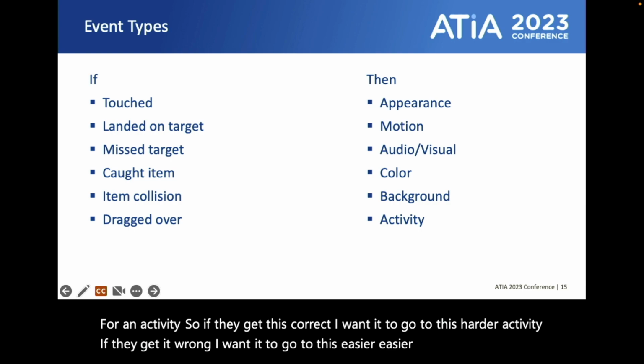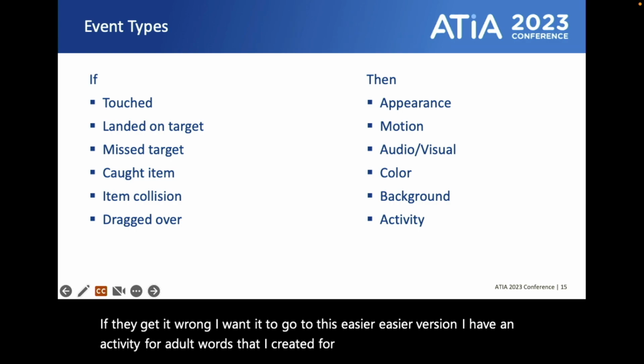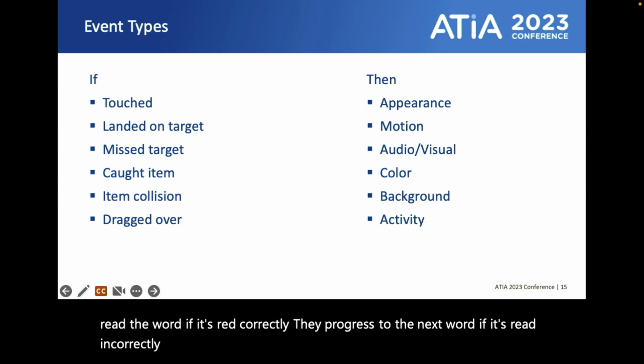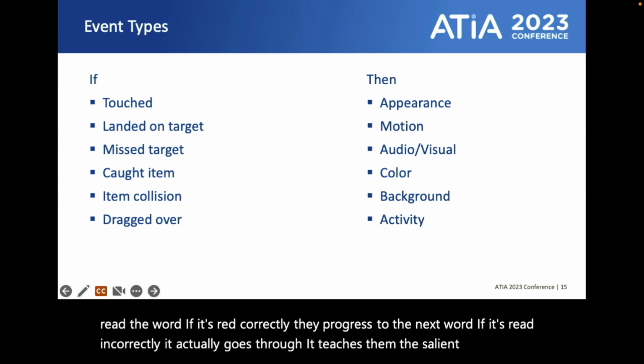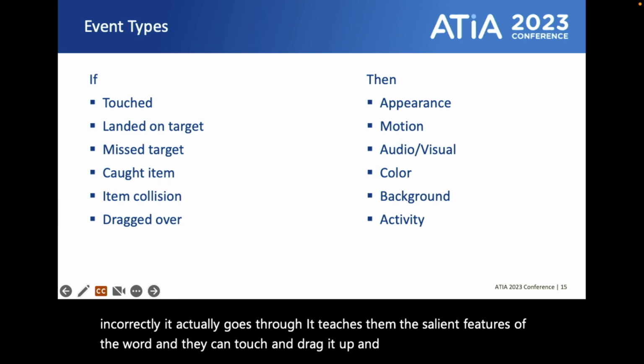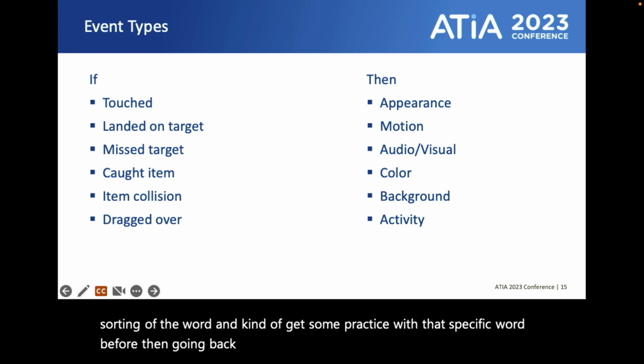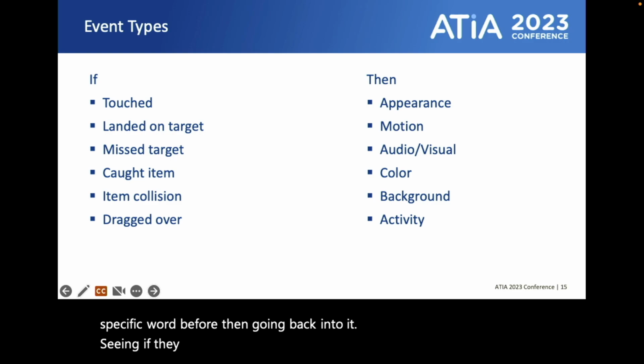I have an activity for Dolch words that I created for a student where we have them read the word. If it's read correctly, they progress to the next word. If it's read incorrectly, it actually goes through and teaches them the salient features of the word, and they can touch and drag it up and make matches. They get a sorting of the word and get some practice with that specific word before going back into it and seeing if they can correctly identify that word then.